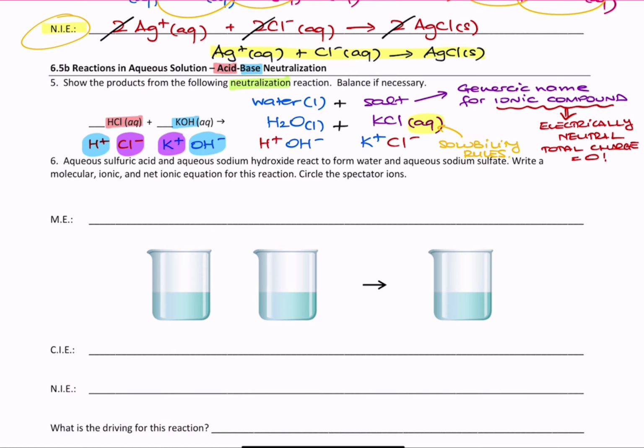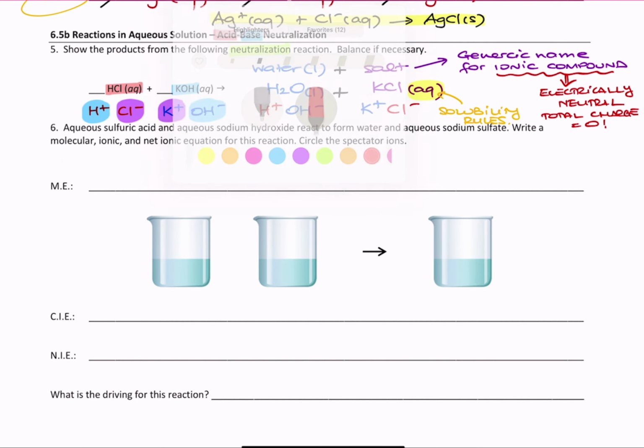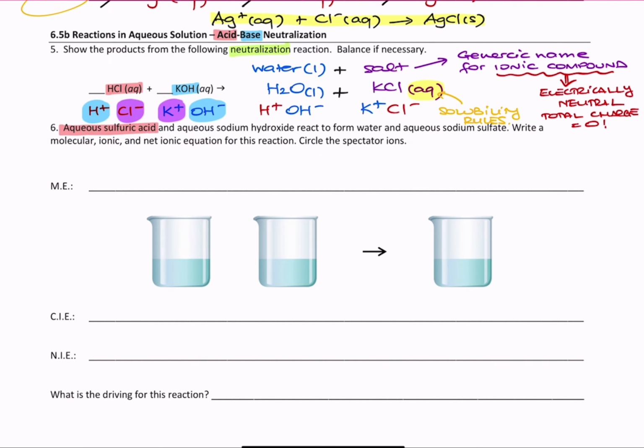Problem 6. Aqueous sulfuric acid and aqueous sodium hydroxide react to form water and aqueous sodium sulfate. Write a molecular, ionic, and net ionic equation for this reaction. Circle the spectator ions. So let's do it. The first compound is aqueous sulfuric acid. The sulfuric acid, ic ending, comes from the sulfate polyatomic ion.